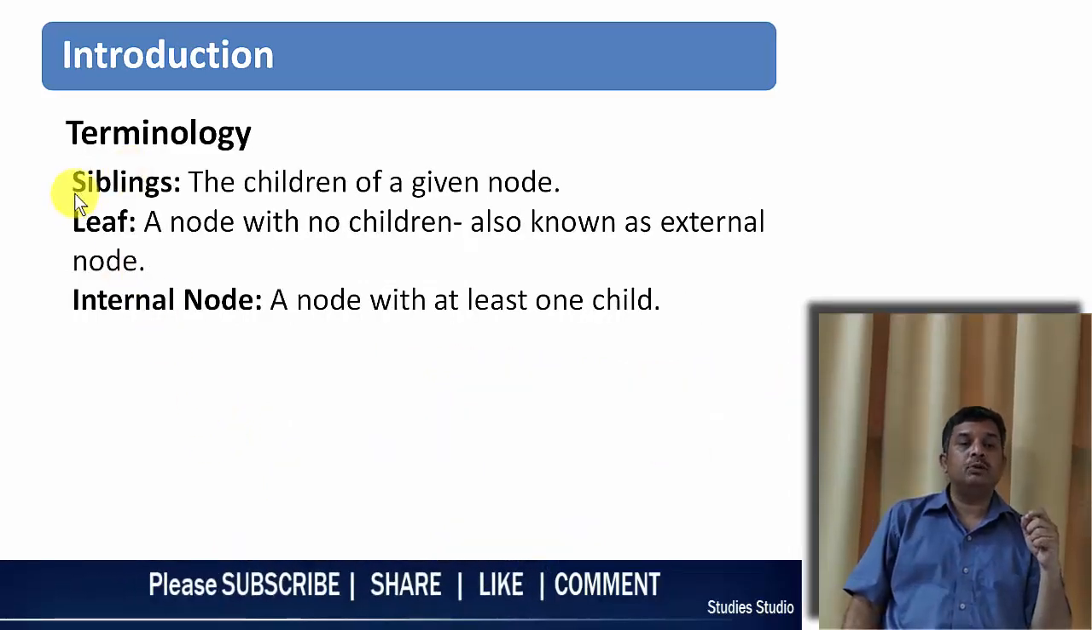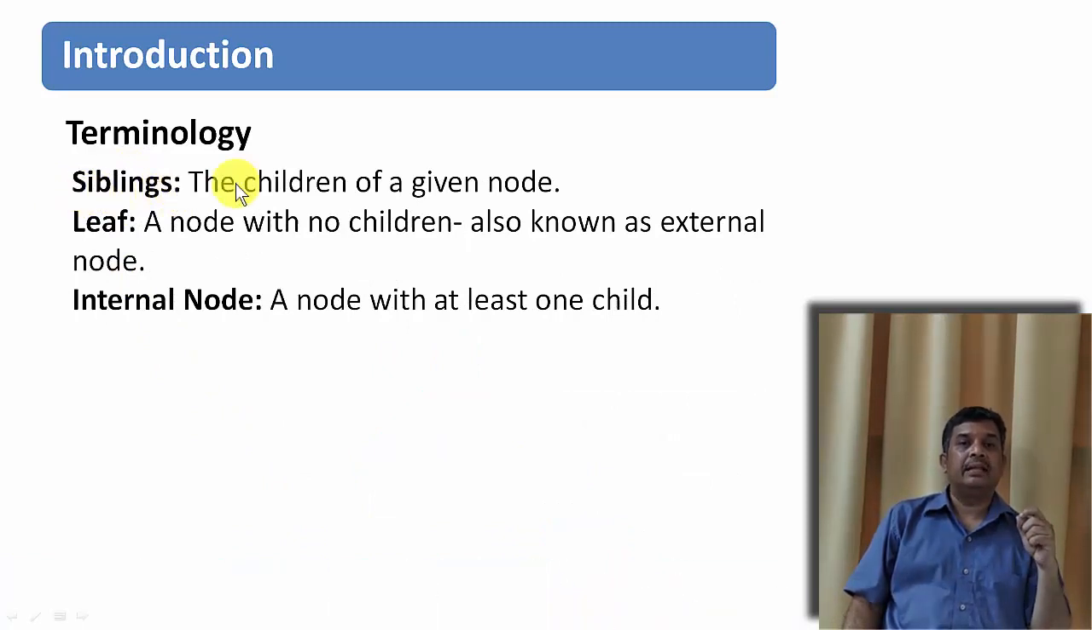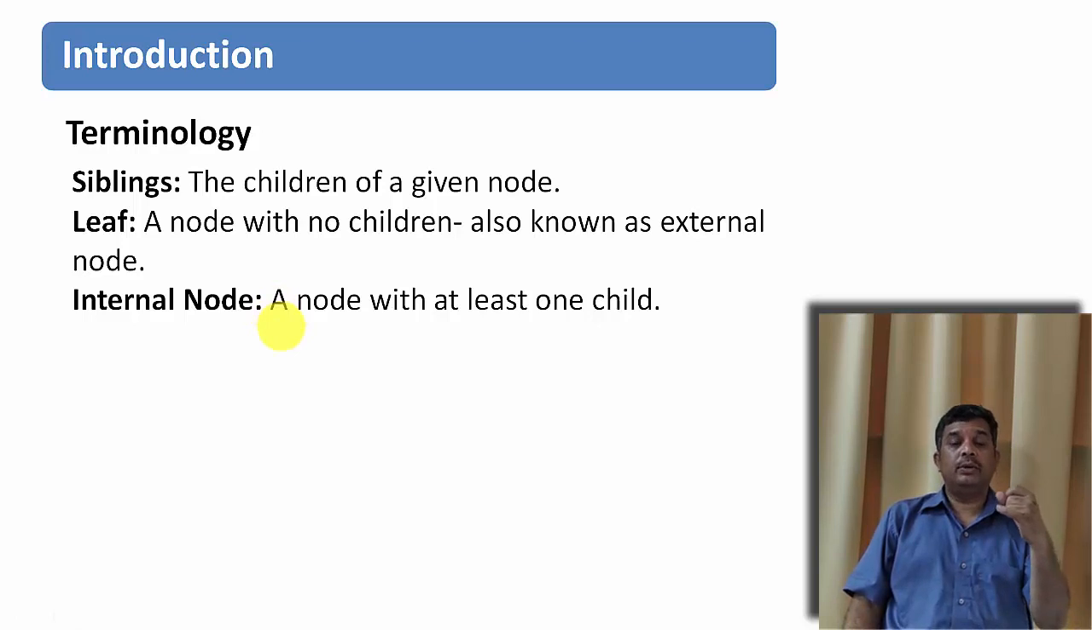There are a few more terms we use. One term is sibling. The children of a given node are known as children. A node with no children is also known as an external node. And internal nodes are those nodes which are not a root node or not a leaf node. So a node with at least one child, I will say is an internal node.